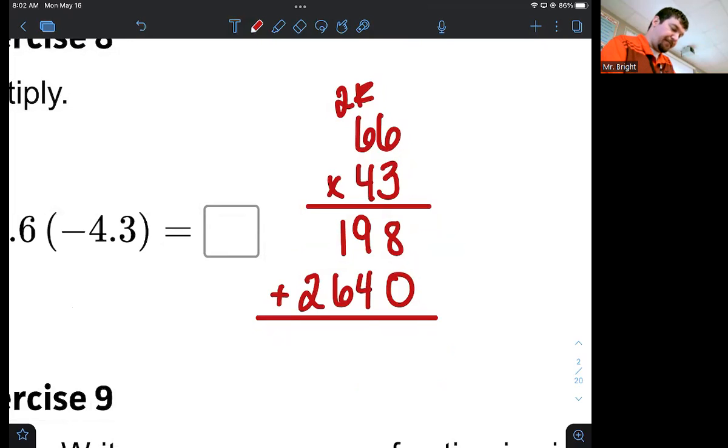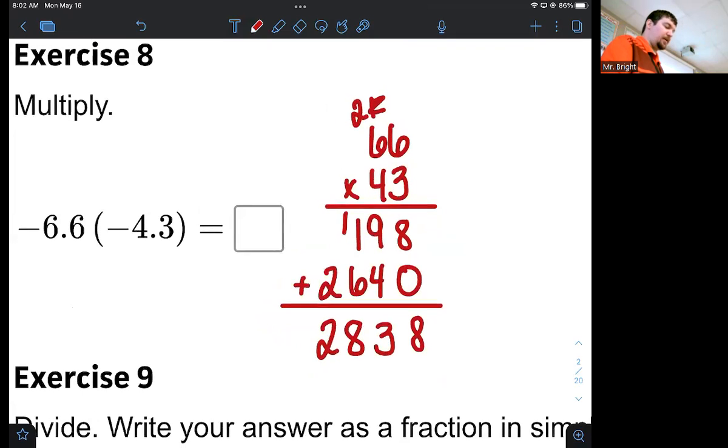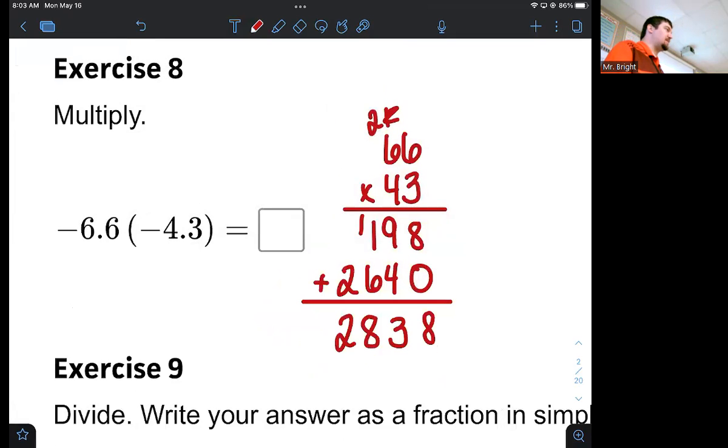What's 8 plus 0? Good. 9 plus 4? Good. 1 plus 1 plus 6? Good. 2 plus nothing? All right. So 2,838. And then going back to our original problem, how many decimal places were there total? There were 2. So that means I'm going to have 2 decimal places in my answer and make this positive: 28.38.